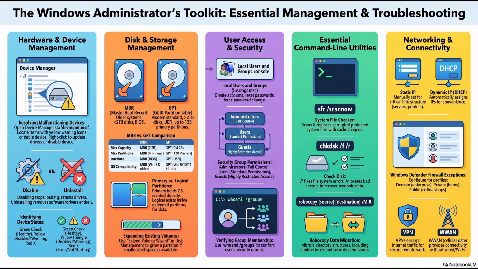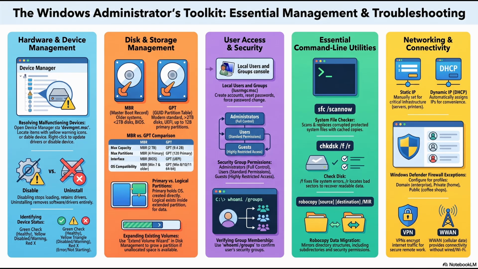You are forcing the OS to write a master ledger at the very beginning of the disk that dictates how the rest of the space will be organized. And when you right-click to do that, Windows forces a permanent architectural choice. It presents a fork in the road, MBR or GPT.